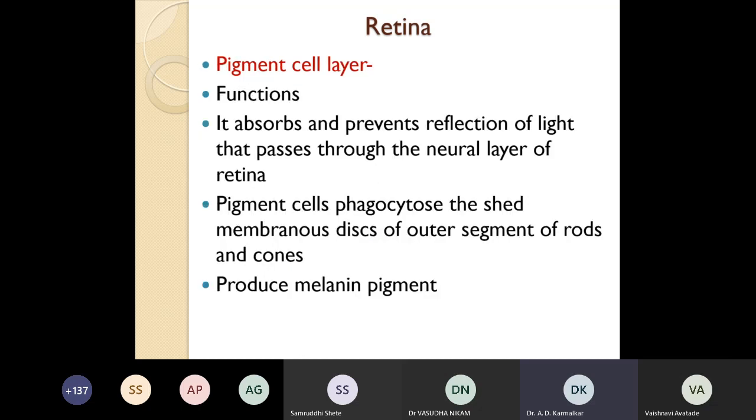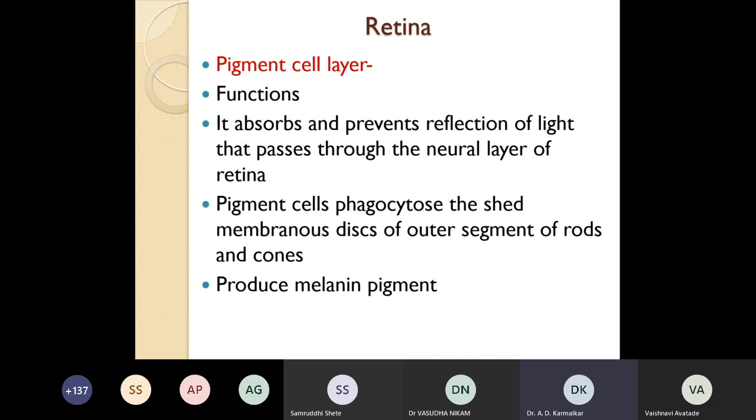What is the function of these pigment cells? As it is darkly stained and has melanin pigment, it will absorb the light passing through the neural layer and prevent its reflection.